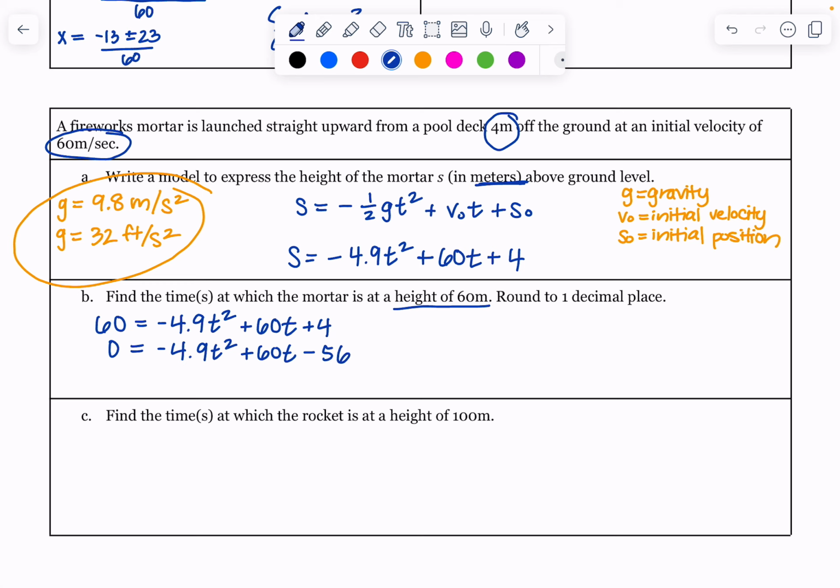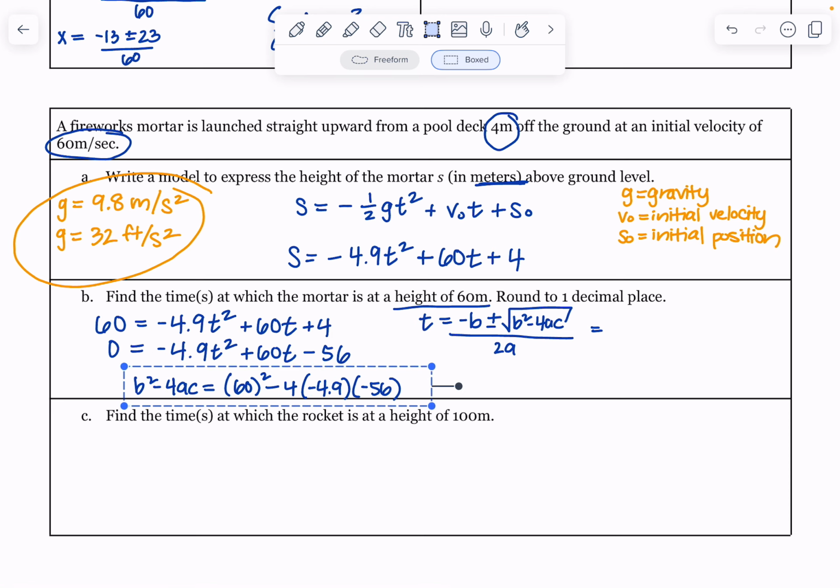And then now we can use our quadratic formula. This box is kind of tight, so we'll just have to see. So t equals negative b plus or minus the square root of b squared minus 4ac all over 2a. And I'm just going to do b squared minus 4ac down here. So that's going to be 60 squared minus 4 times negative 4.9 times negative 56. And I'm going to have to use my calculator on that, so let me move that to the side.